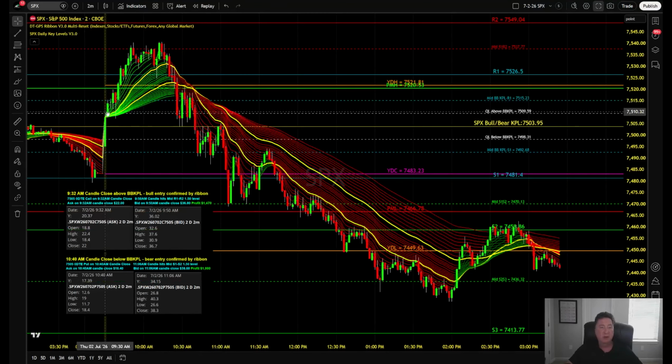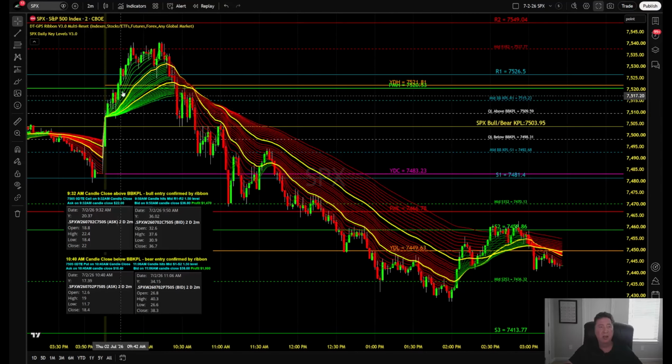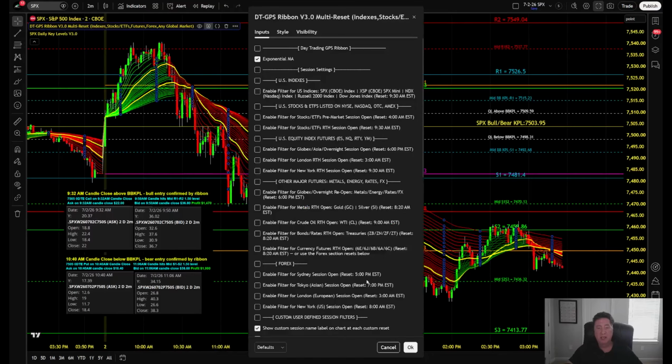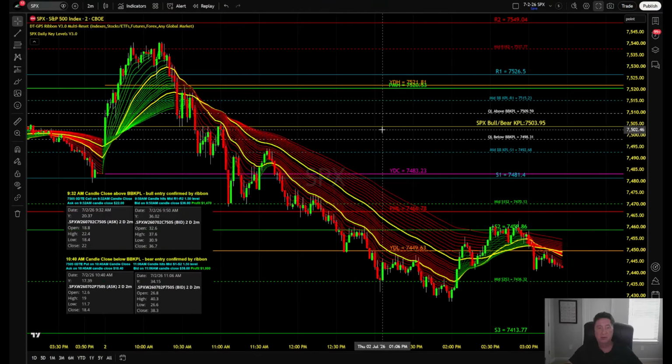Now, as far as this entry, we don't really get that confirmation from the ribbon until the second candle here, or one of these succeeding candles here. So the 9:32 a.m. candle is our first entry opportunity here. Now, if we turn the reset filter off, you can see how a standard ribbon looks. We have an all green ribbon here with the bands pulling away.